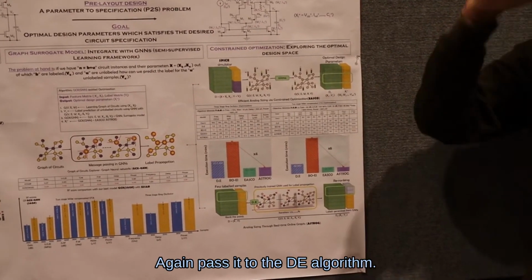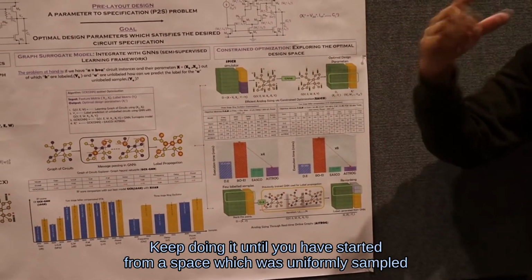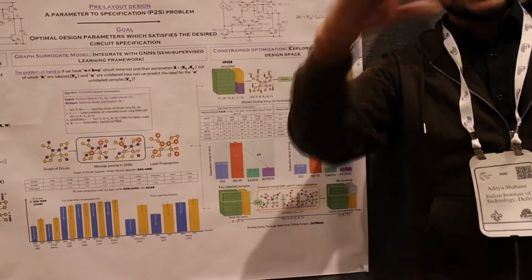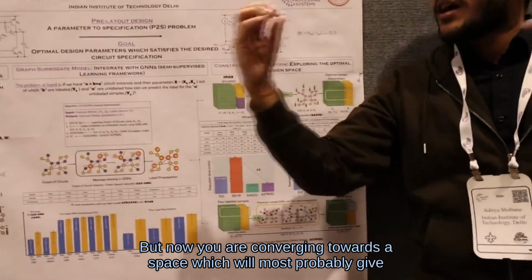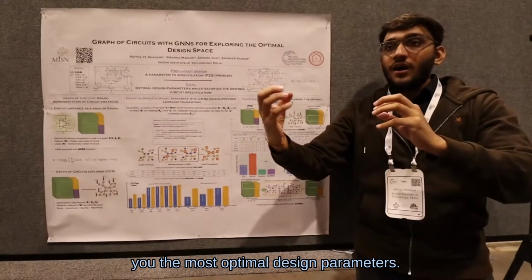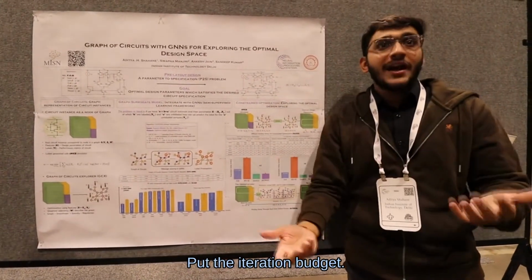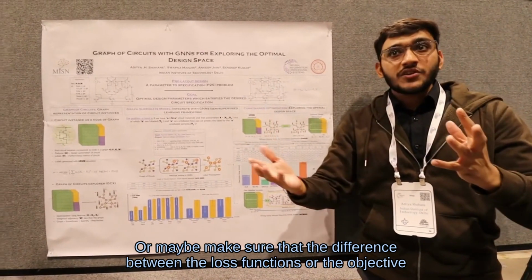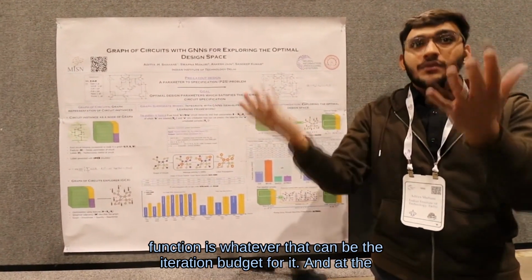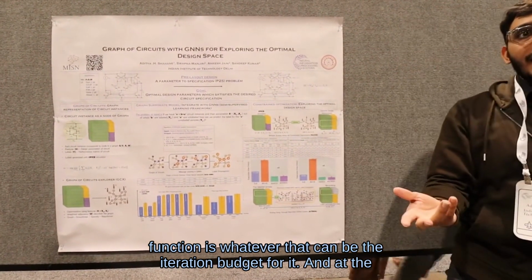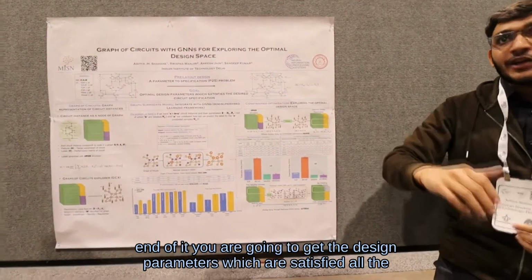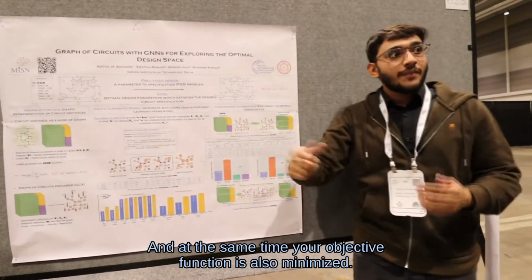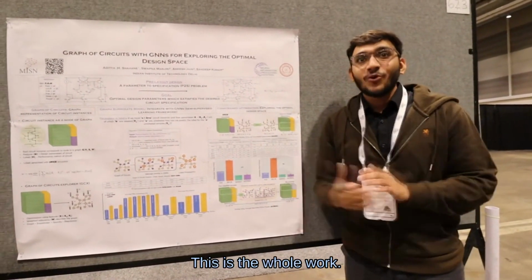Again, re-rank it. Again, pass it to the D algorithm. Keep doing it until you have started from a space which was uniformly sampled across the D-dimensional space, but now you're converging towards a space which will most probably give you the most optimal design parameters. Put an iteration budget, or make sure that the difference between the loss functions or the objective function is small, and at the end of it, you're going to get the design parameters which have satisfied all the specifications, and at the same time your objective function is also minimized. This is the whole work.